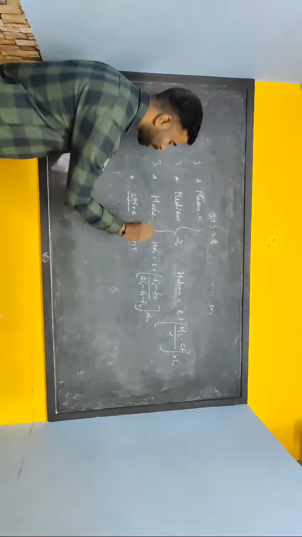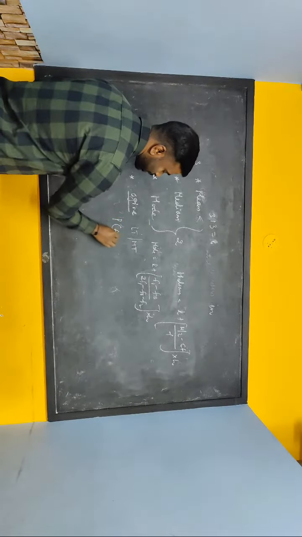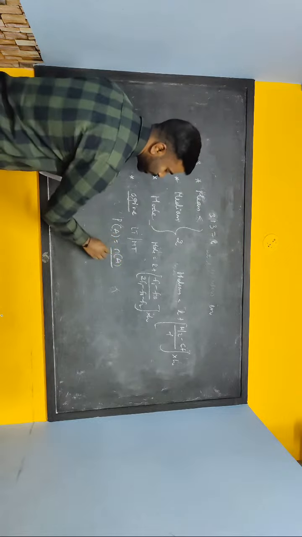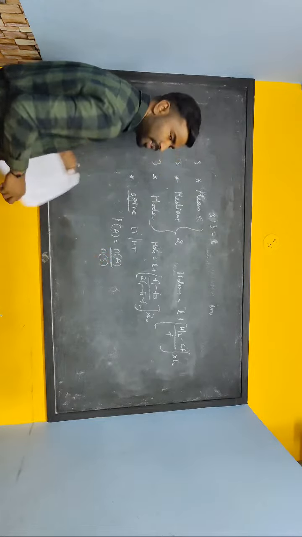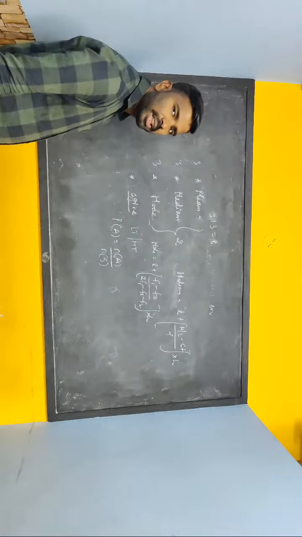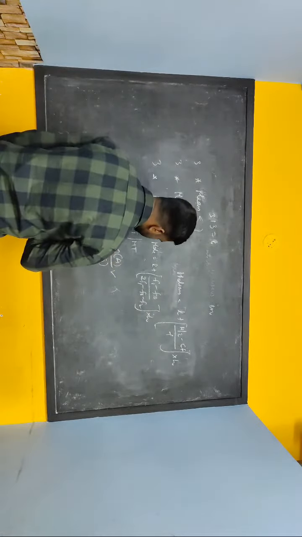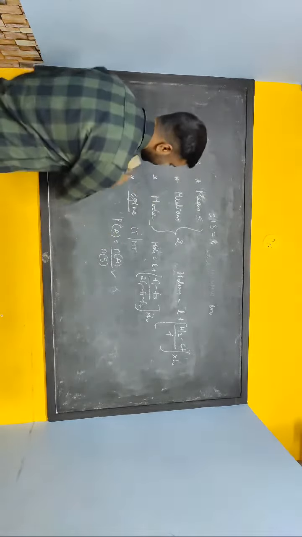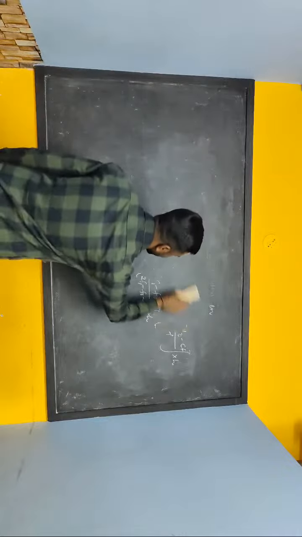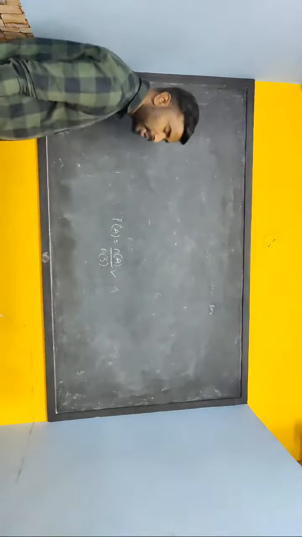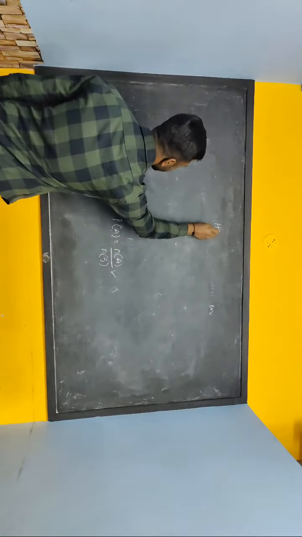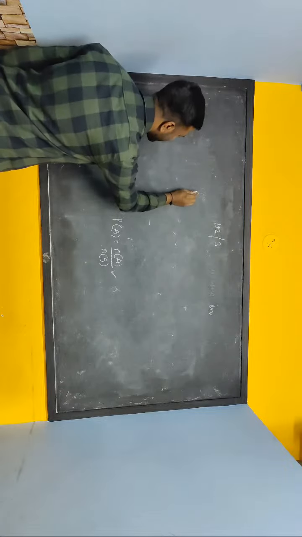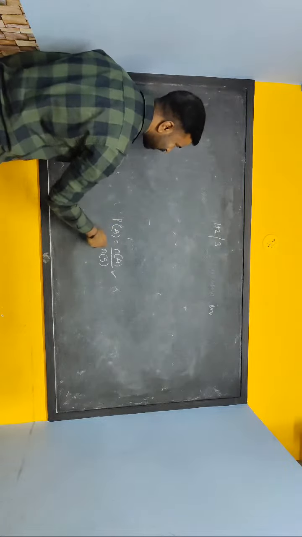Based on probability, the probability of any event A is the number of favorable events divided by the total number of all possible events. That is, P of A equals n of A by n of S. Based on this concept, you can expect 1 plus 2 marks, or directly a single 3-mark question.